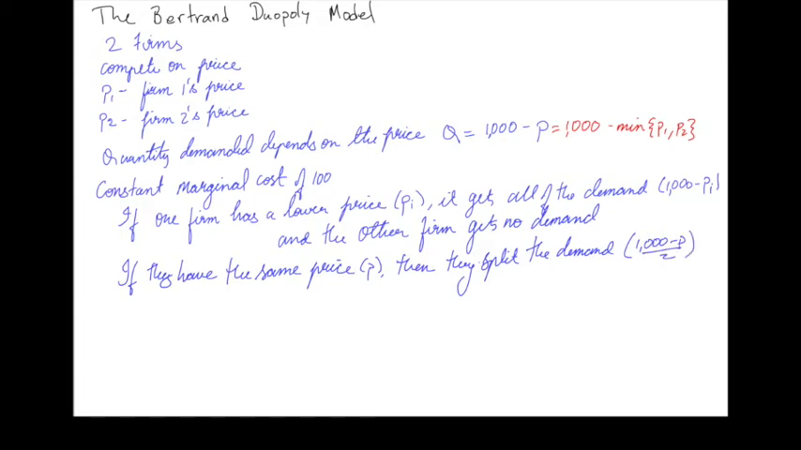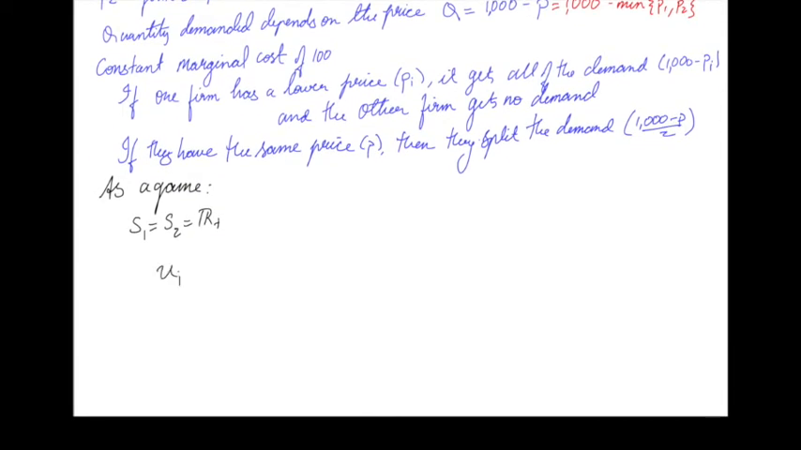So how do we write this down as a game? Again, we need to specify what the strategy sets are. Each firm has to pick a price, which is going to be a non-negative real. Let's write down the payoff of firm i when firm i picks the price Pi and the other firm picks the price Pj. Well, it's going to be (1,000 minus Pi) times Pi minus 100 times (1,000 minus Pi).